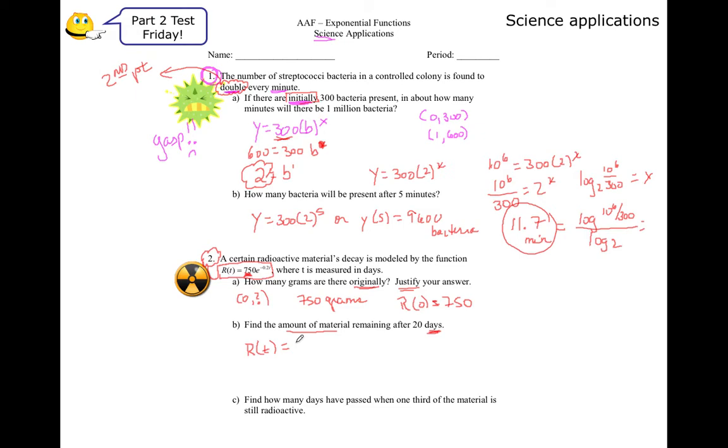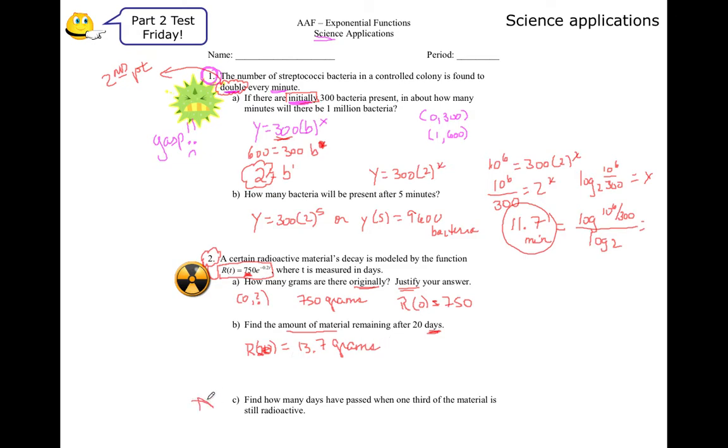Now this equation has E in it. Don't freak out. Just look at your calculator, type 750, and then do the second ln button, right? E to the negative 0.2 times 20. Oops, I should put R of 20. R of 20 was 13.7 grams.